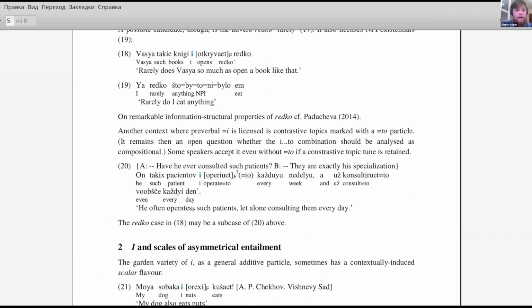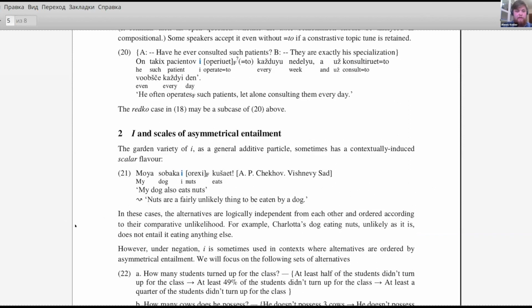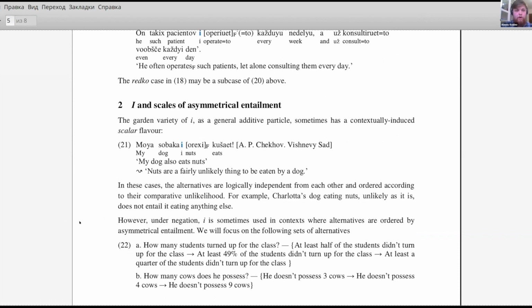So that was a particular syntactic property of negative polarized additive E. It could immediately precede the verb, while the garden variety had certain difficulties in immediately preceding the verb. Let us also note that this negative polarized version of E that Aleksey has just been talking about has some scalar flavor. Он и не слушает. So it is the most horrible thing that a person can do in response to his or her teacher's actions. It doesn't even hear.